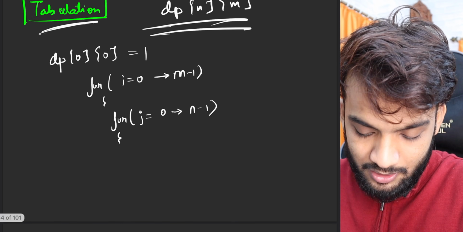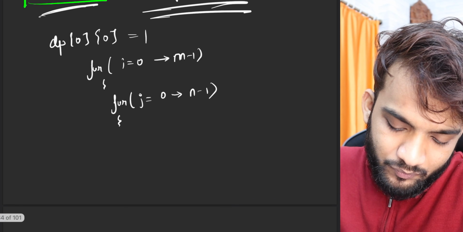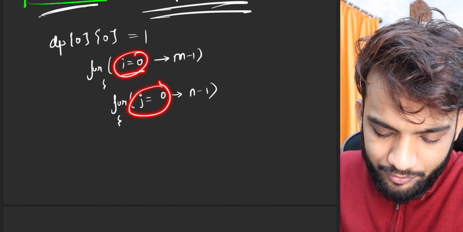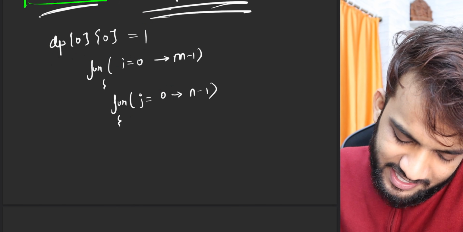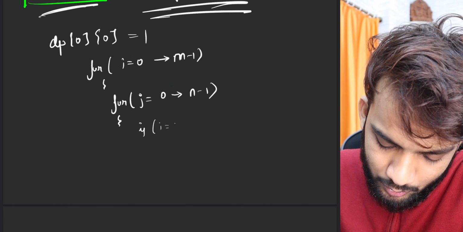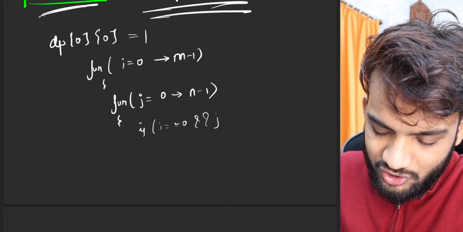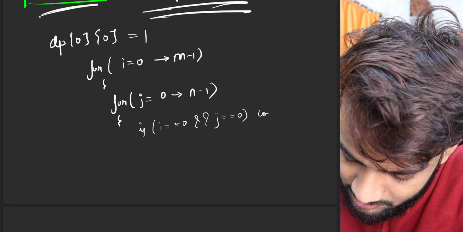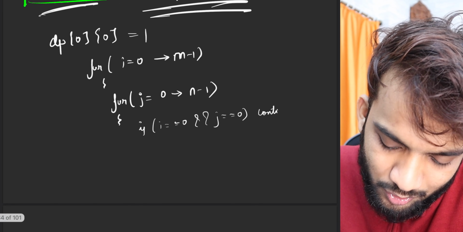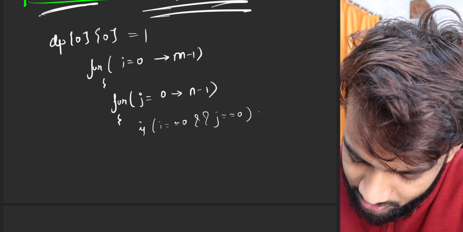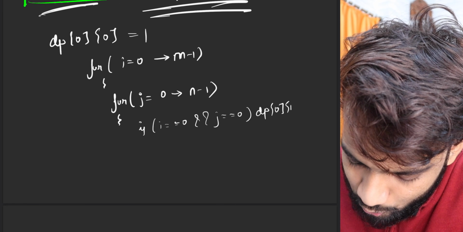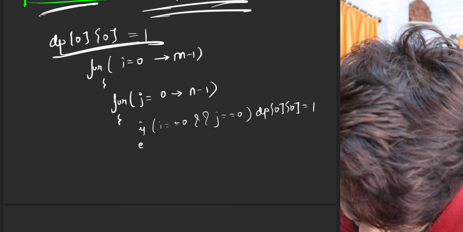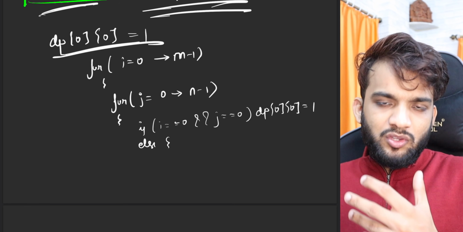Copy the recurrence. What is the recurrence? I know one thing: if i is 0 and j is 0, we have already expressed it. So if i is equal to 0 and j is equal to 0, there is no need to do anything. You can just continue, or the better way is to write dp of 0, 0 will be 1, directly over here. Or else, if it's not the case, then probably you can think of the rest.